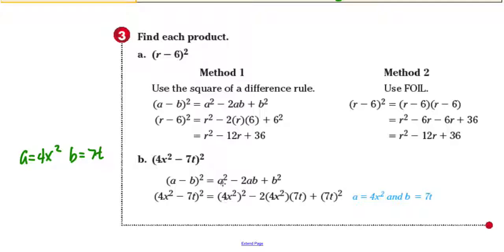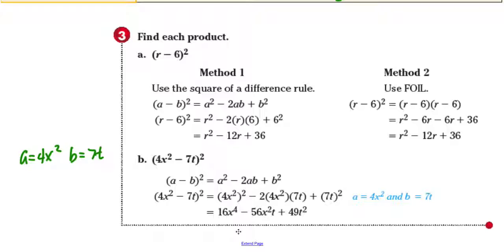We substitute that a to become 4x squared, squared, minus 2 times 4x squared times 7t, plus 7t squared. Simplify that, end up with 16x to the fourth minus 56x squared t plus 49t squared.